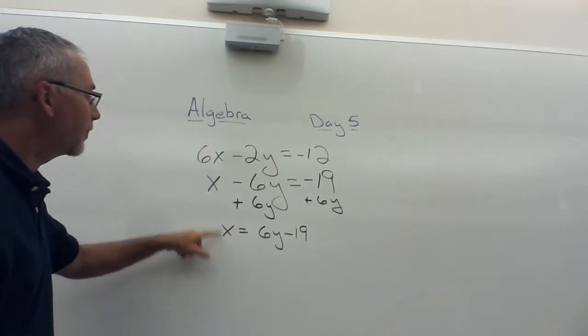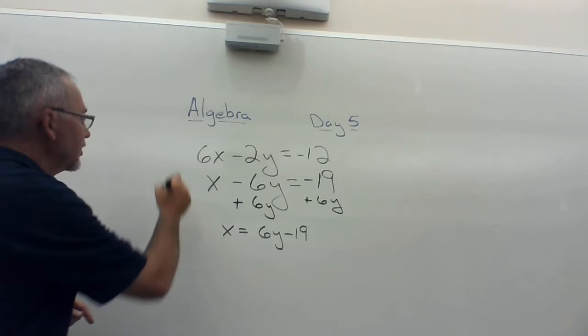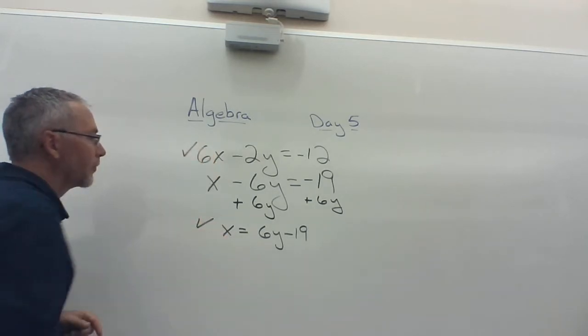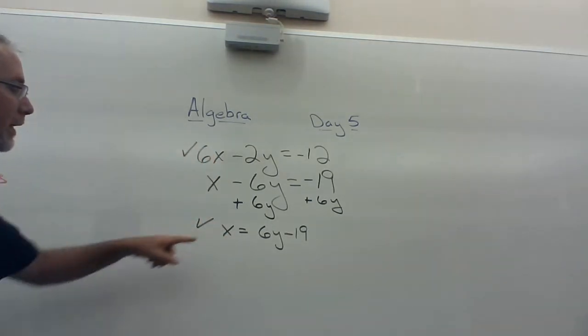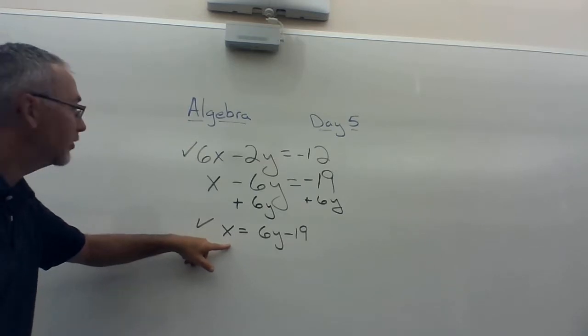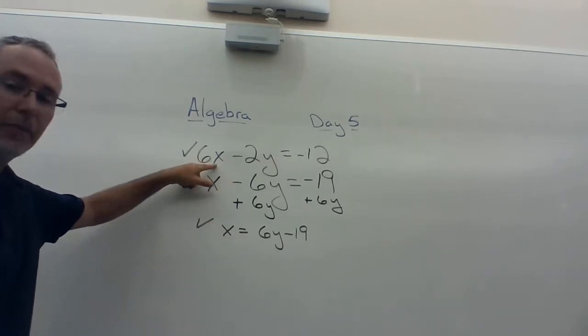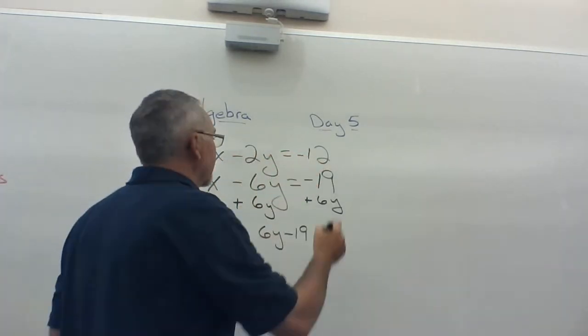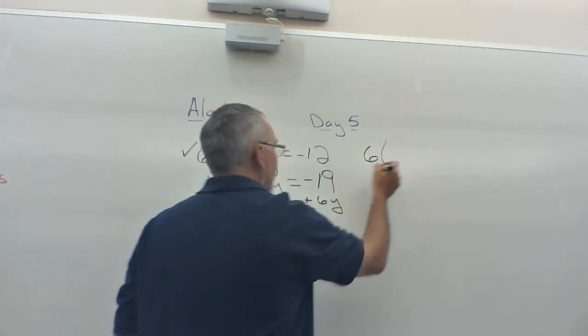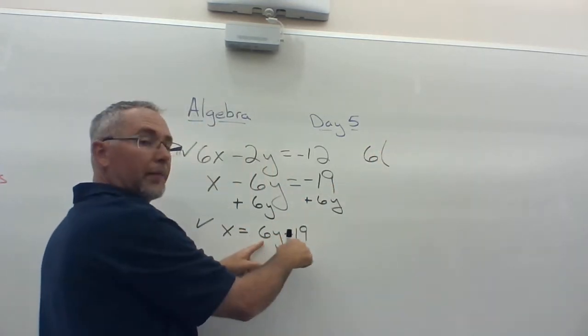So now, these are my new equations. I've got my x value. I'm going to substitute it in. So I'm going to go over here to this side. I have 6, and instead of x, I have 6y minus 19.